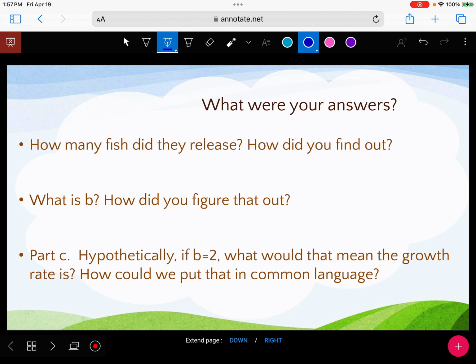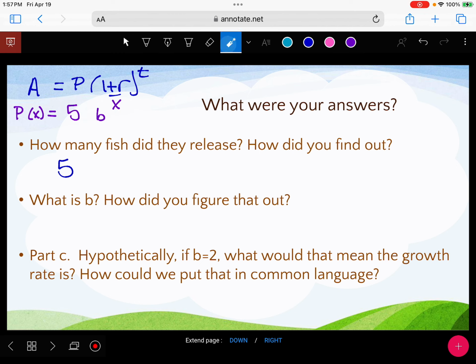5. How do we know that? 5 is where P should be. So if we compare our A equals P(1 plus or minus r)^t with the equation that they gave us, which was P of x, they gave us 5b to the x. So we know that they started with 5 because it was in the place of the P.